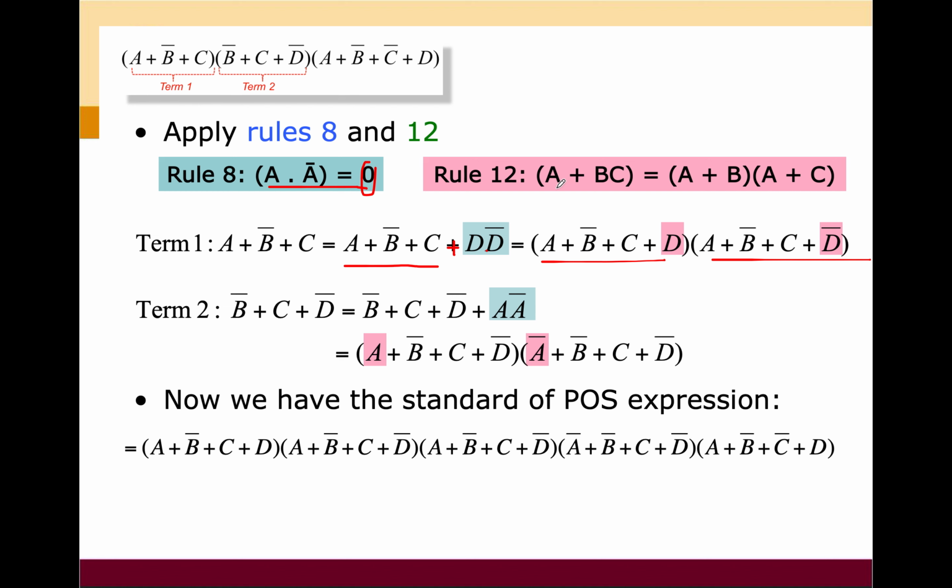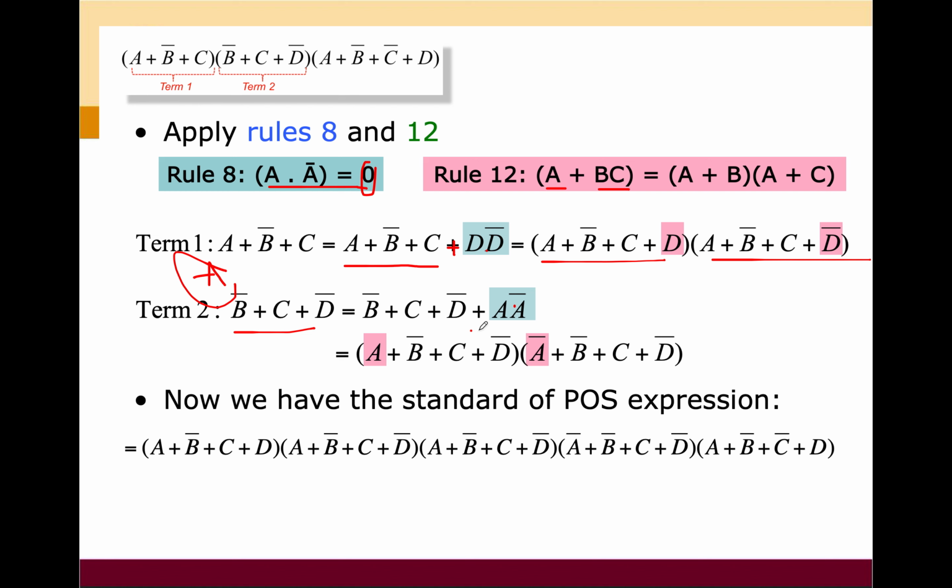So using rules number 12, you have A plus BC. You will get A plus B factoring A plus C. So rules number 20, A. Where is A over here? This one is term 2. So for your term 2, you can see you are missing the A. So you will do the adding for A dot A bar.